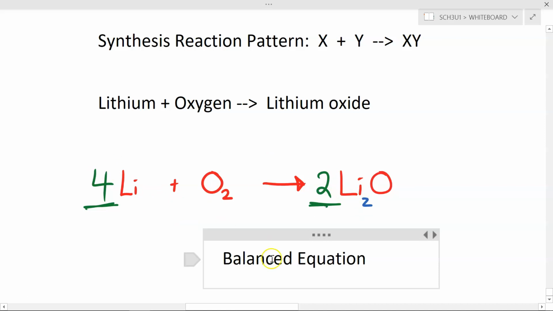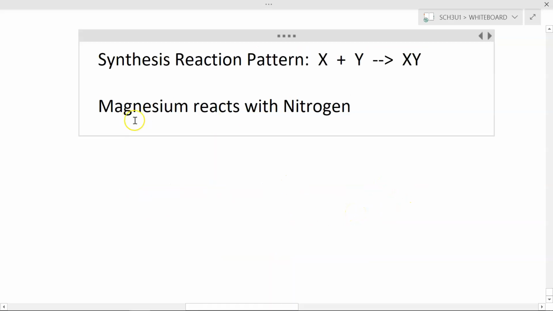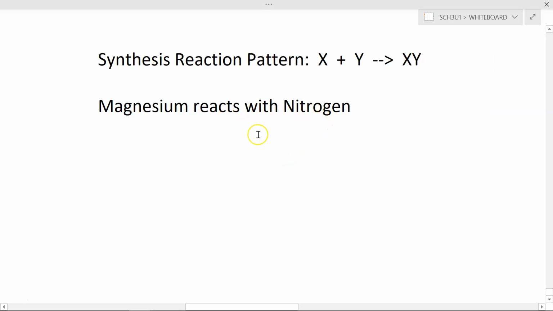So now this is the balanced equation. But if the question only asks for the skeleton equation, then you would not need the coefficients in the front, just leave it as is. Alright, let's try another one. Magnesium reacts with nitrogen. Again, the first step, write out the element symbols.